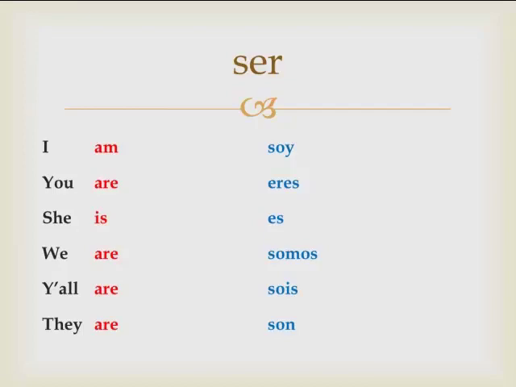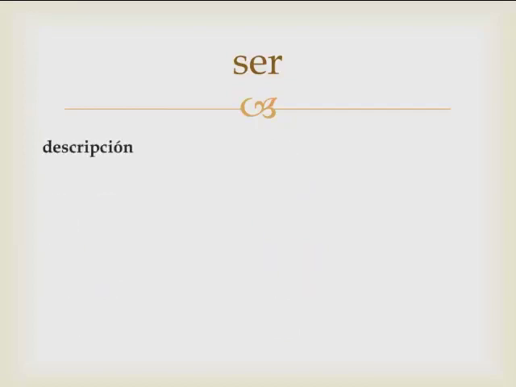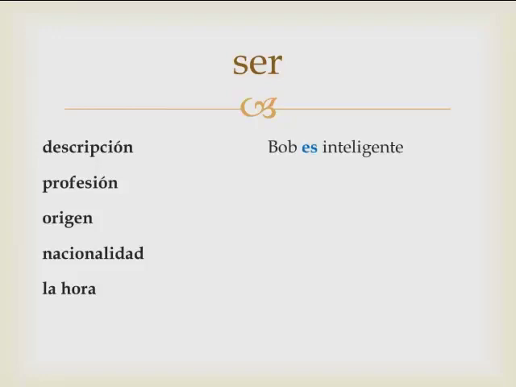Let's look at different times where this verb would be used. We'll use ser when we're describing something or someone, defining someone's profession, your origin, your nationality, or the time. Let's look at some examples. Descripción. Bob es inteligente. Bob is intelligent. Bob is tall, good, bald.